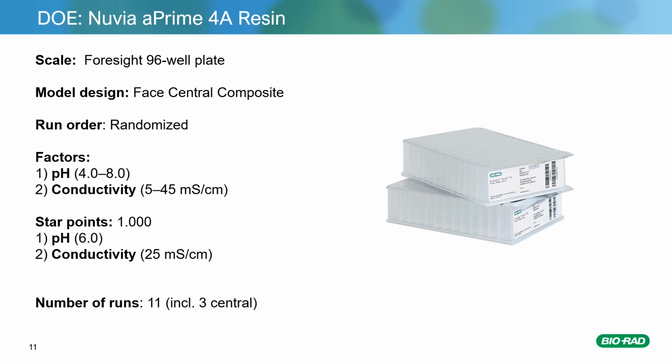We used for that purpose a DOE design called Face Centered Central Composite with a total number of 11 runs, including 3 center points. The study was done on Foresight 96-well plates filled with 20 microliters of Nuvia aPrime resin. Factors tested were pH and conductivity. pH in the range between 4 and 8 and conductivity in the range between 5 and 45 millisiemens per centimeter.